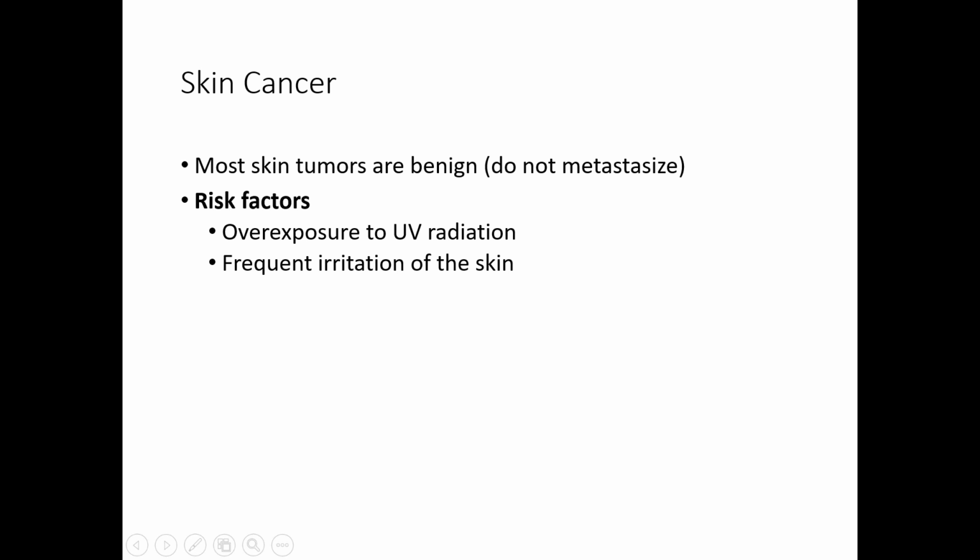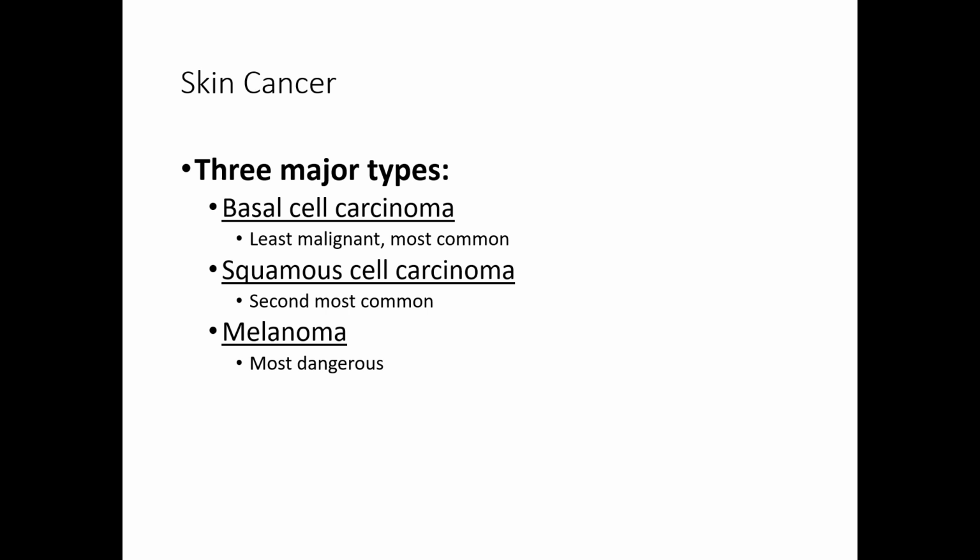Skin cancer. There are three main types of skin cancer. There are many more tumors on the skin, but most of them are benign. They do not produce metastases. So, risk factors for cancer: overexposure to ultraviolet radiation. Ultraviolet radiation can damage DNA in the skin cell. And frequent irritation of the skin, for example by different chemicals, if a person has to work with those chemicals without protection. Skin cancer, three types: basal cell carcinoma, squamous cell carcinoma, and melanoma.